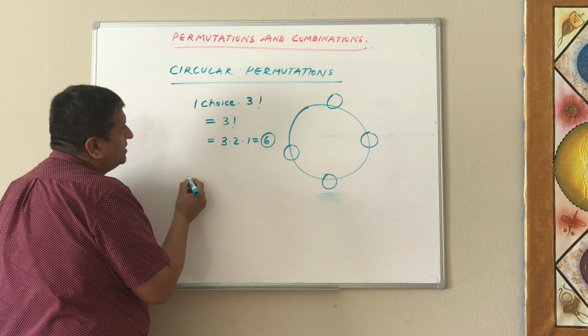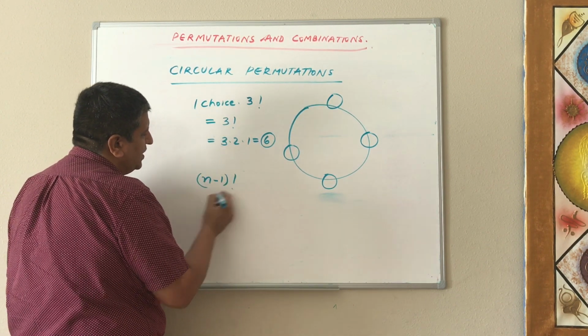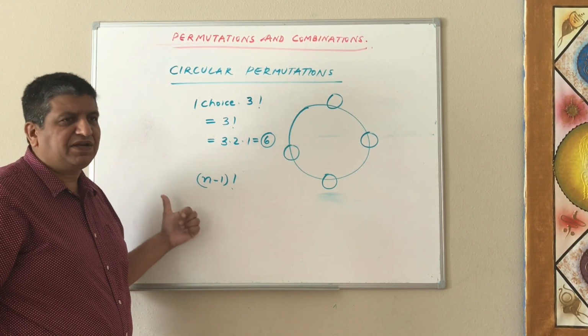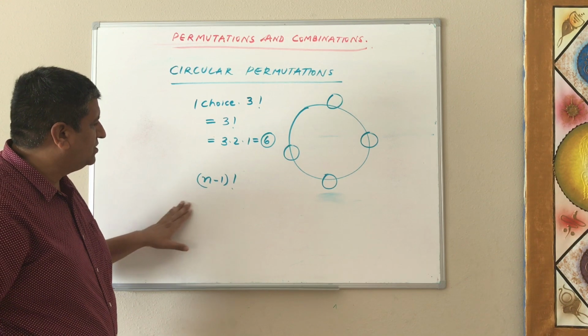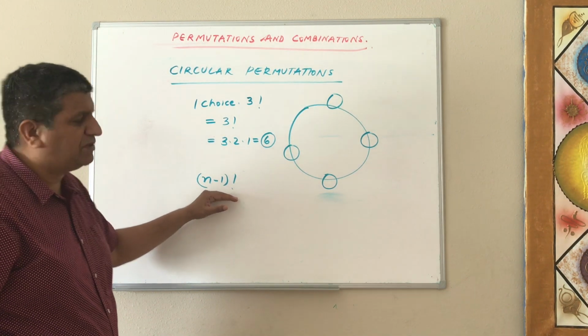So in circular permutations, we will always have n minus 1 factorial ways to arrange people, unless we are given a reference point. So n minus 1 factorial ways you can arrange the people in circular permutations.